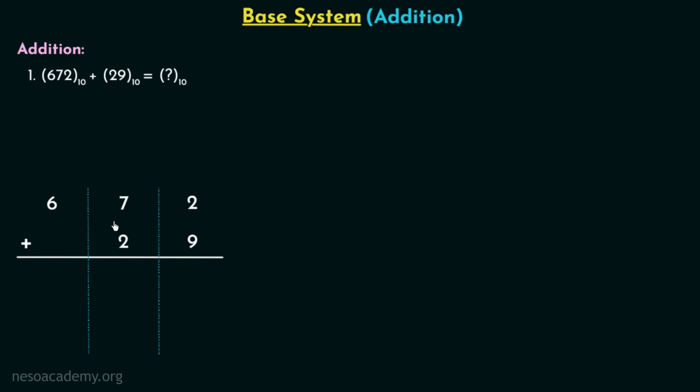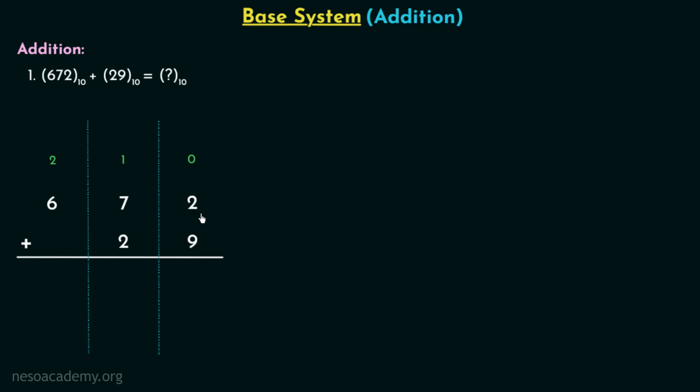If I take this number 672 and assign 0 to 2 as its index, and move in this direction from right to left, 7 will have the index 1, 6 will have the index 2. So 0 will be the index of 2, 1 will be the index of 7, and 2 will be the index of 6. So we are starting with 0 and we are adding 1 every time moving from right to left. Similarly, 9 will have index 0, 2 will have index 1.